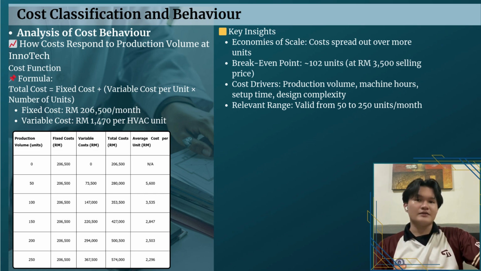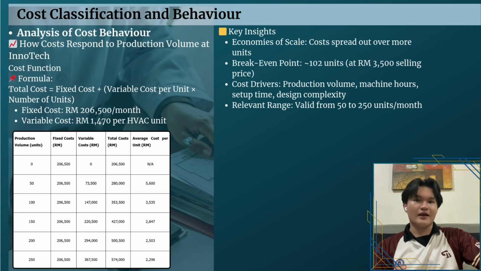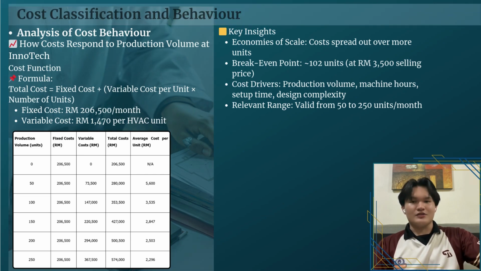The break-even point is also critical. With a selling price of 3,500 ringgit per unit and a contribution margin of 2,030 ringgit, InnoTech needs to sell around 102 units per month to cover all costs and start making a profit. This cost behavior analysis supports pricing strategies, investment decisions, and resource planning, especially within a relevant production range of 50 to 250 units. Outside the range, costs may behave differently. By understanding this, InnoTech can scale operations confidently and make data-driven decisions.